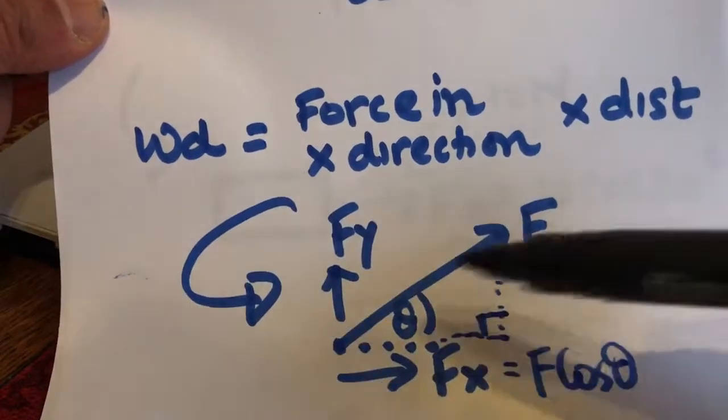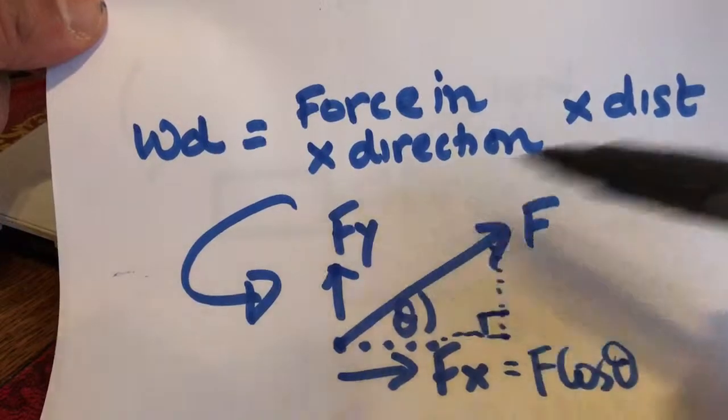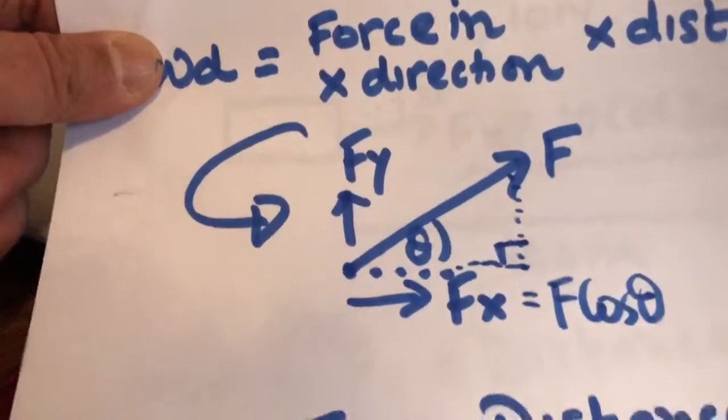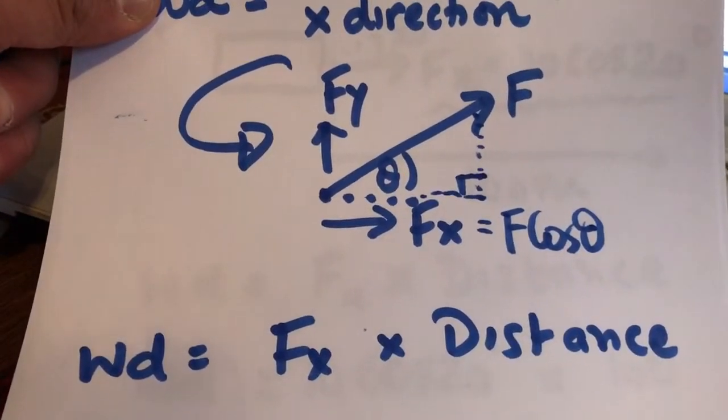So this is really your F cosine angle theta, because we've produced a right angle here. Now, looking at the fy, that will be F sine theta. But like I said, we're only interested in the x direction. By applying the formula work done equals force times distance, we've now changed the formula slightly.